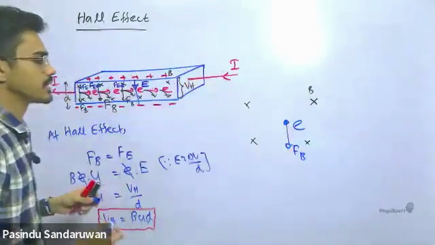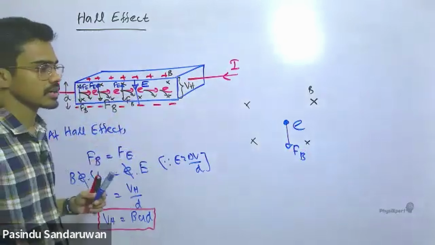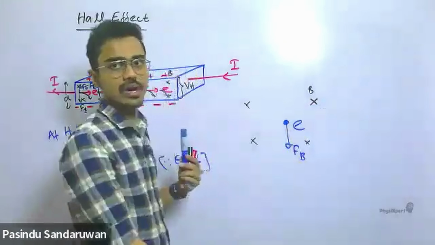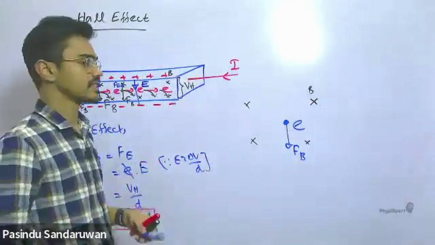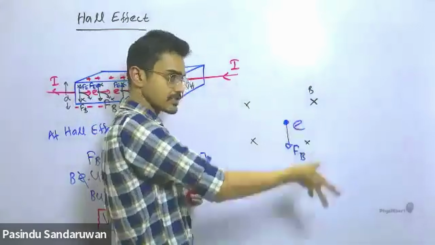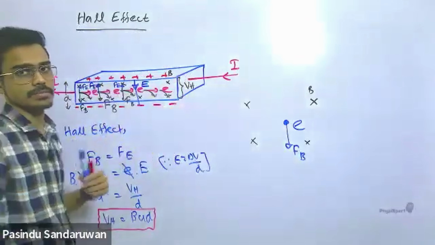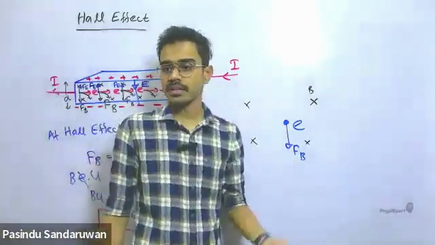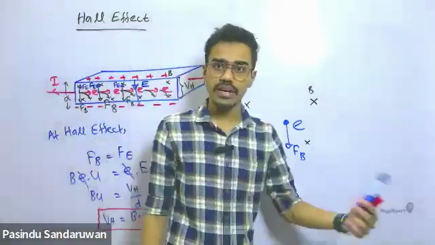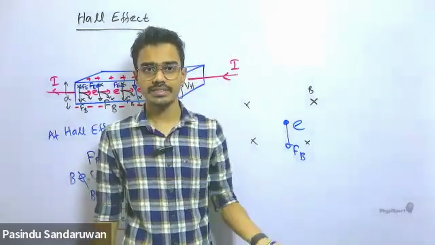Because of this FB, electrons are reaching towards the bottom surface. When they travel forward, they have another force acting downwards. Because of that force, each and every electron which passes through here gets this force and moves towards the bottom. After current flows for some time, the bottom surface gets a negative charge because of the higher density of electrons.